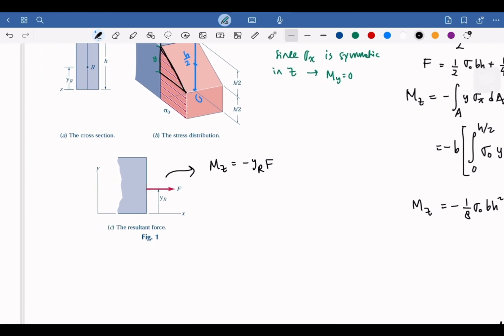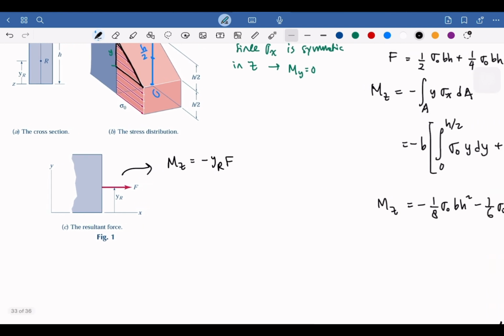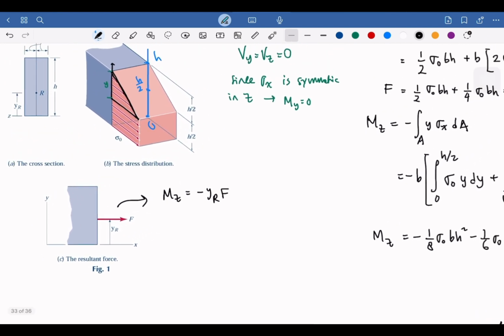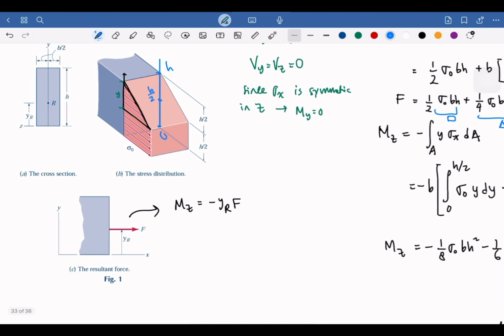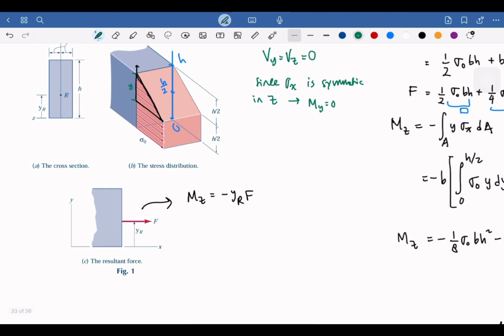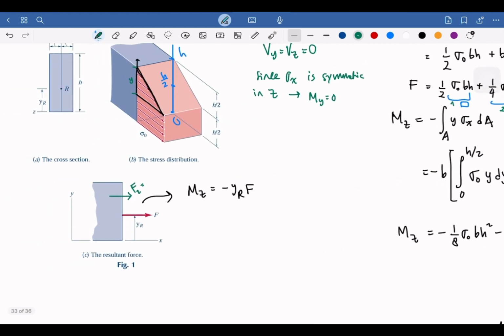And then we have the resultant for the F blocks. So first is from the triangle. The triangle part is this. This is the triangle, this is the rectangle. Let's say the F for the triangle is F2. So this is 1 and this is 2. This will be sigma 0 BH over 4.